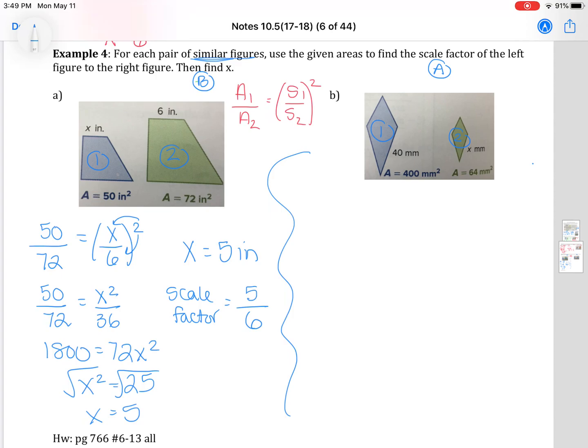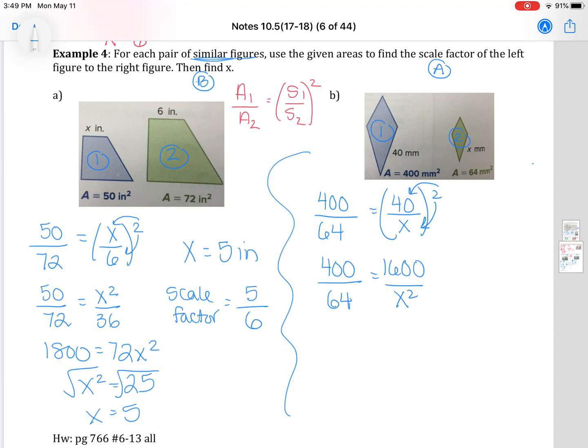All right. Last and final one. So we have area 1, 400, area 2, 64, side 1, 40, side 2 is x. So now our x is in the bottom, but it's, again, not changing anything. So we're going to associate that square to each of those terms. So when we do that, we get 1600 over x squared. When you cross multiply and divide and isolate that x squared, you end up with, yikes, 256. And when you take the square root, you end up with x equaling 16.